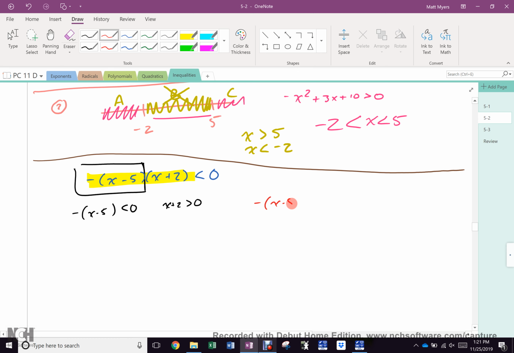And what's the other way that it might work? Negative x minus 5 could be the greater than 0 one, in which case x plus 2 would have to be the less than 0 one. Is everybody cool with how that works? Like just this line. Not what we're going to do with it yet. Everybody understands why these are our two cases that could be true.